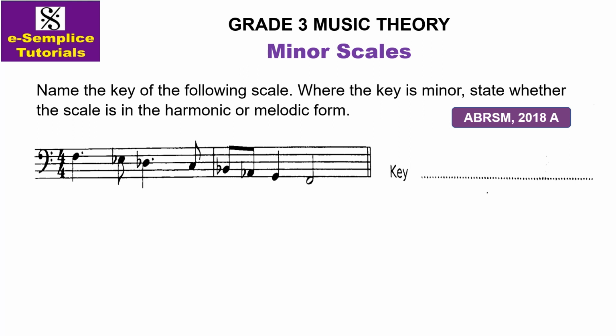This question is from ABRSM 2018A, and it says, name the key of the following scale. Where the key is minor, state whether the scale is in the harmonic or melodic form. As usual, let's highlight the requirements in this question. We have to name the key, and then where the key is minor, we need to state whether it is harmonic or the melodic form.